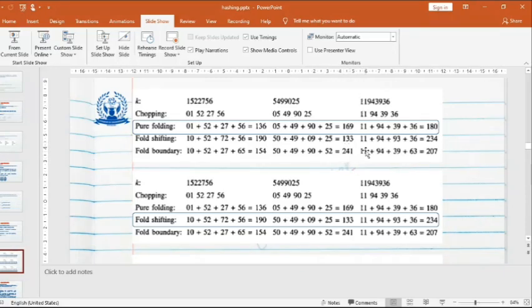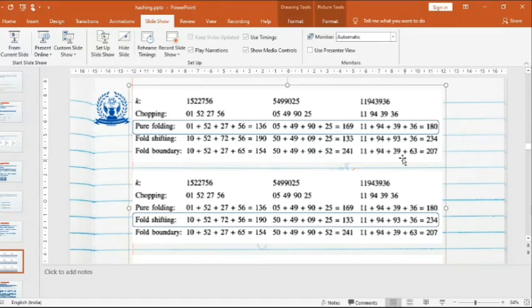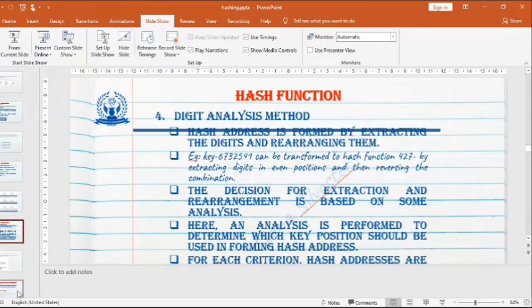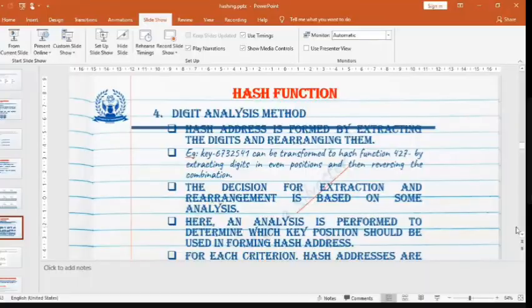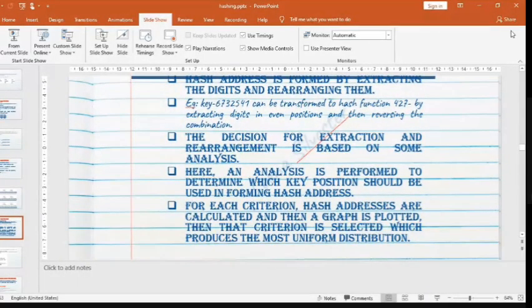Lastly, 1 1 reverse means 1 1 only. 36 reverse means you will get 63. Other pairs no change. So you add all these numbers. You got 2 0 7. And you can ignore the carry. So the hash function is 0 7. Okay, I think you got what is the fold boundary method. Any doubts? Next hash function method is digit analysis method.